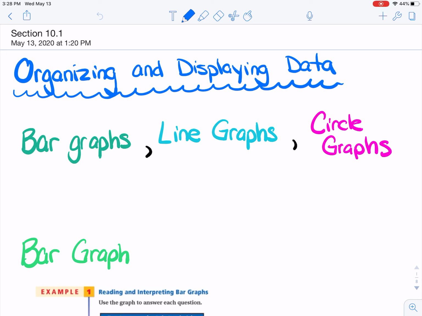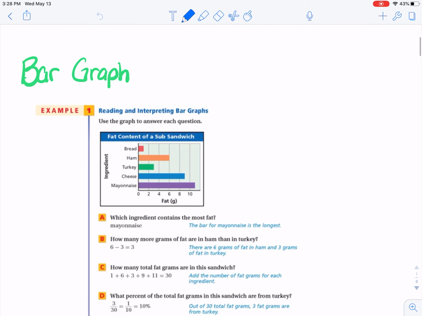ACTs do a lot of using the graphs and being able to read. There's a whole section just on that. They put it under the science section, but it's very important that you're able to read these and also create them. So the first one we're going to do is the bar graph.